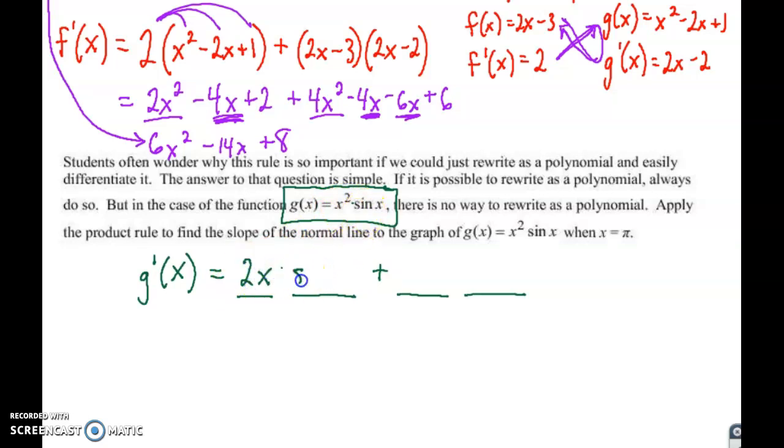Now you leave sine of x alone. And in this blank, you leave the function to the left, which is x squared, alone, times the derivative of sine, which is cosine of x. And you just found the derivative of that very complicated problem using what is called the product rule.